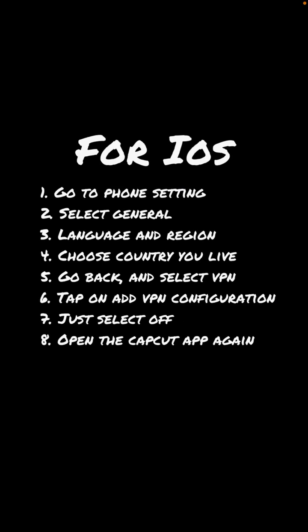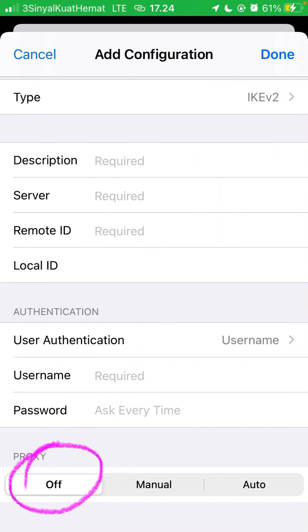So for iOS you can follow the steps. Go to phone settings, select general, select language and region, choose the country you like, go back and select VPN, tap on add VPN configuration, just select off, open the CapCut again. So for the configuration of VPN, just click off on the proxy.